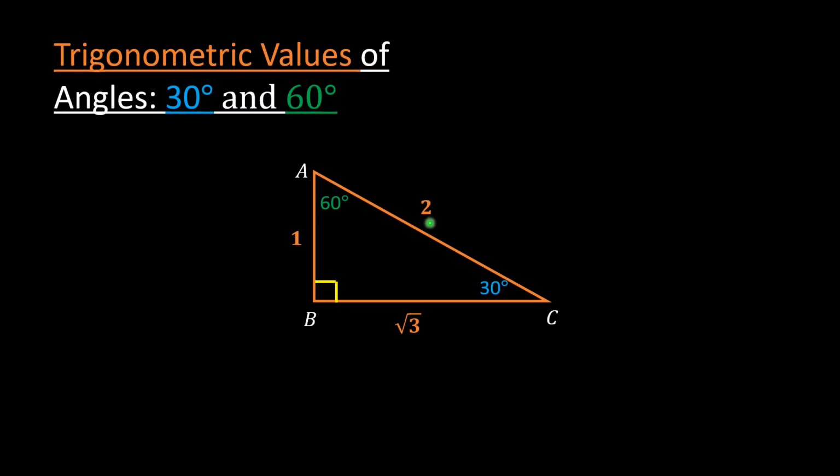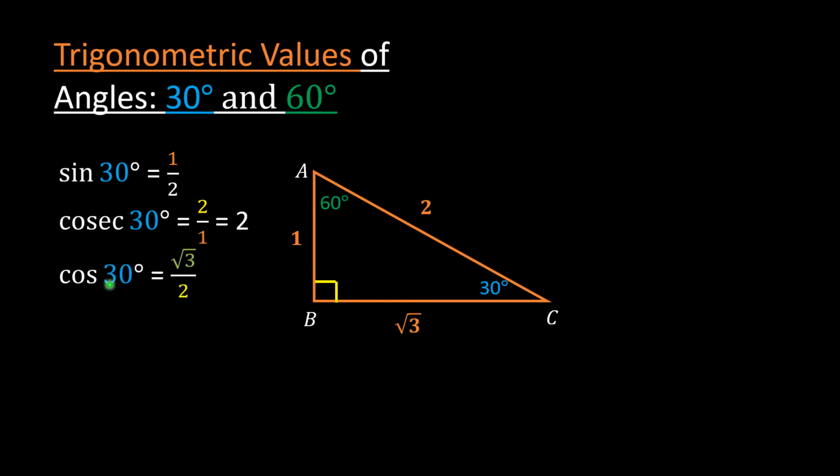Now we know the three sides of this right triangle, so we can write six trigonometric values of angle 30 degrees and six trigonometric values of angle 60 degrees. So this triangle alone gives us 12 trigonometric values. So first we will write trigonometric values of angle 30 degrees. Sine 30 is opposite side divided by hypotenuse. Cosec 30 is reciprocal of sine 30, so it will be 2 divided by 1, which will be 2.